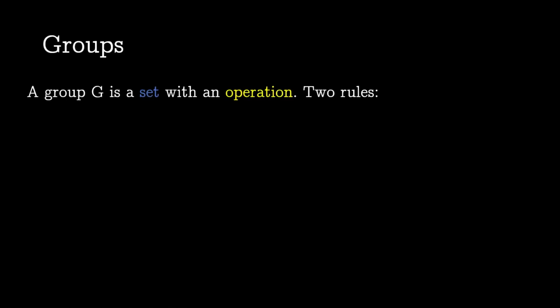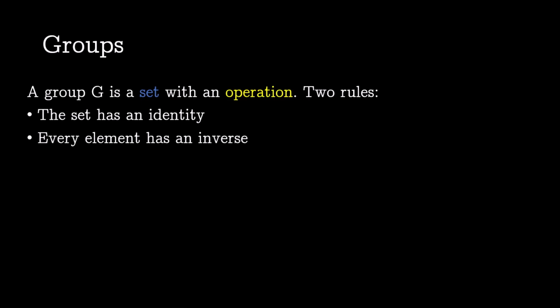Let's start with groups. A group G is a set with an operation. Really, it's pretty simple. There's only two rules. The first is that the set has an identity. The identity under the operation does nothing to every element. And then the second rule is that every element has an inverse. So if I start with some element, there's a way for me to get back to the identity with its inverse. This is all still pretty abstract, but let's just look at an example to see how it works.